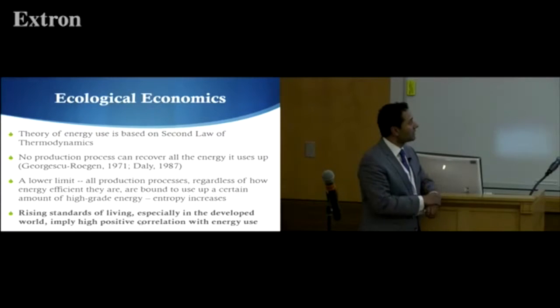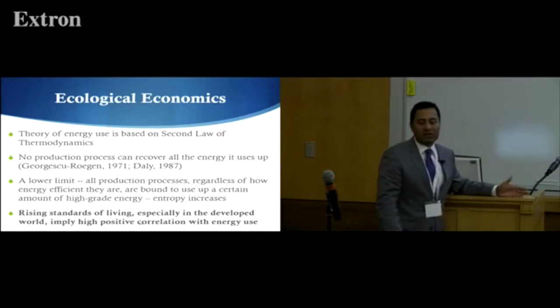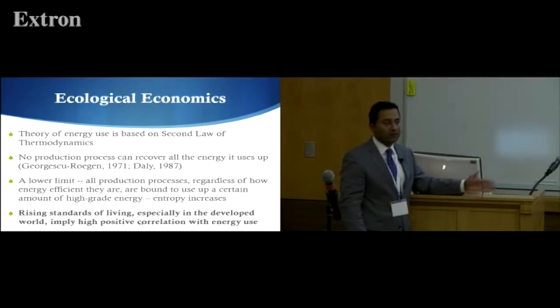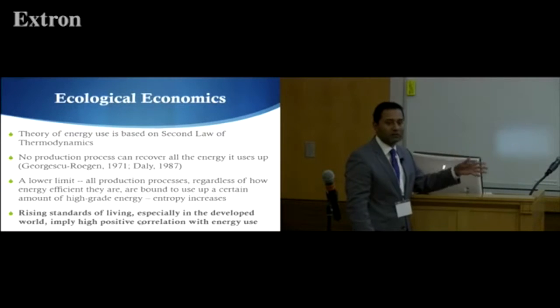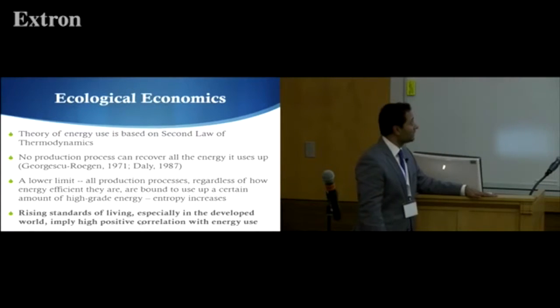Some ecological economists have made the case that rising standards of living mean that no matter how efficient our production process is, we are still going to be using or wasting some amount of energy. So if we keep making more and more stuff, especially in the developed world, we are going to keep using more and more energy.